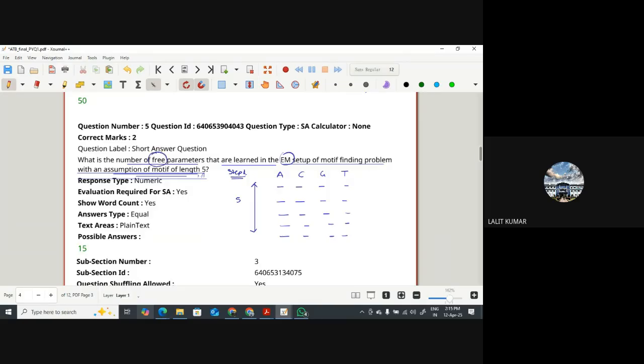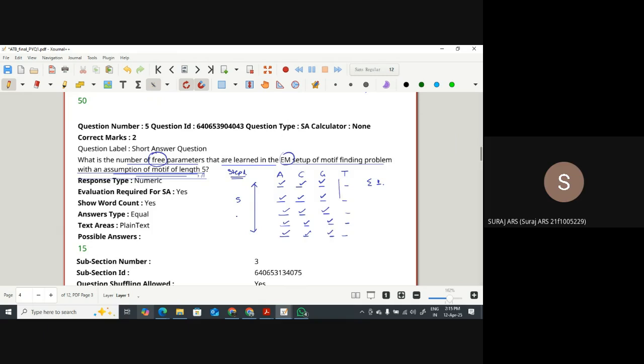But they're asking for the free parameters. Free parameters are the ones that I have to choose. Now any 3 I select, the summation is 1, so the fourth one is not a free parameter. So I have to only do 5 into 3, 15. Is this concept understood by everyone?